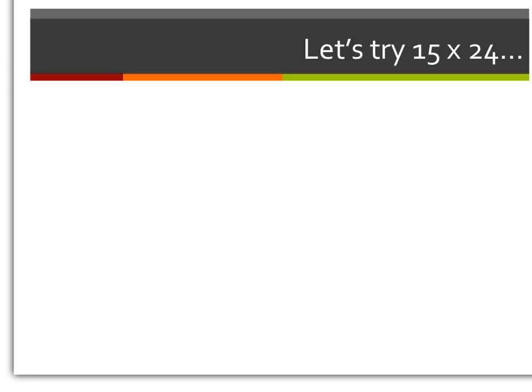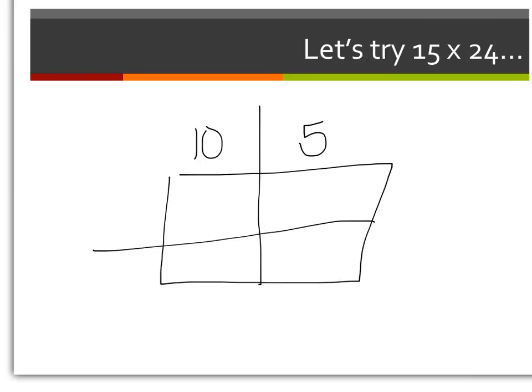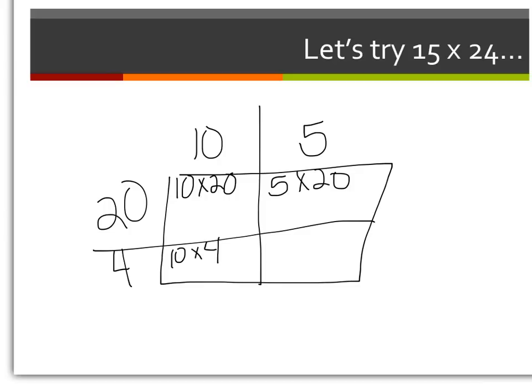Let's try another example. This time let's do 15 times 24. I'm going to draw my model, and on my model, split 15 into 10 and 5. I am also going to split 24 into 20 and 4, giving me 10 times 20 and 5 times 20, as well as 10 times 4 and 5 times 4.